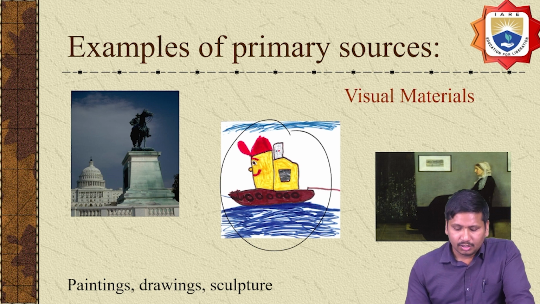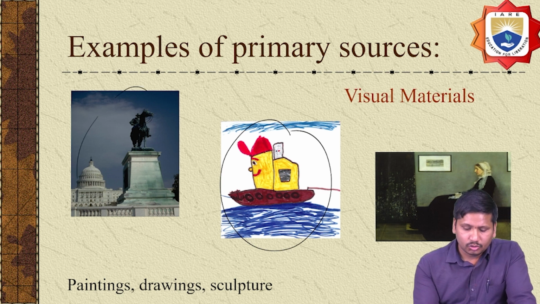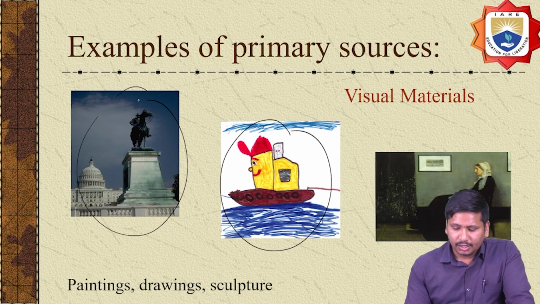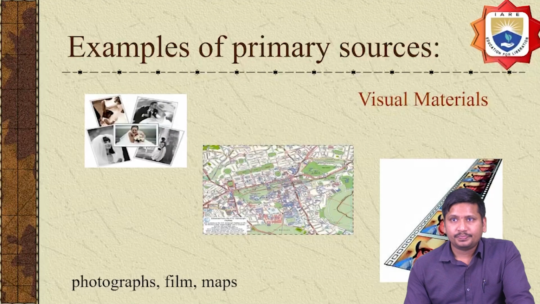Whatever it may be, a painting is one of them. By seeing these visual materials, you are able to extract data, which leads to the primary source. So visual materials come under the examples of a primary source.